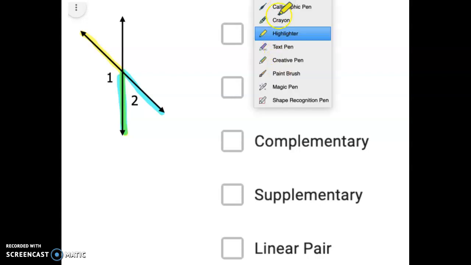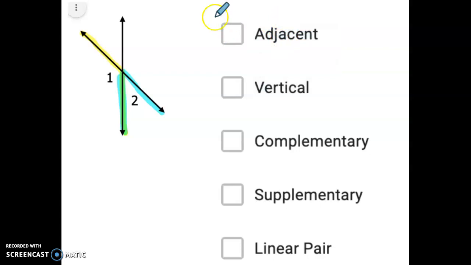So the first one is adjacent. So remember, two angles are adjacent if they have a common vertex and a common side. If we look here at angle 1 and angle 2, we see that they do share a common vertex right here. That's the vertex of each angle. And they share a common side, this part that turned green when I highlighted it yellow and blue. So these two angles would be adjacent.